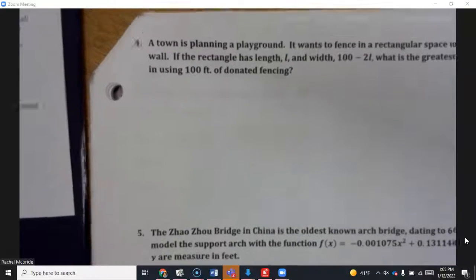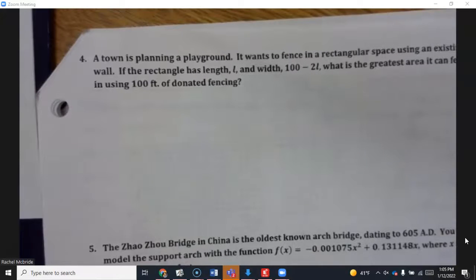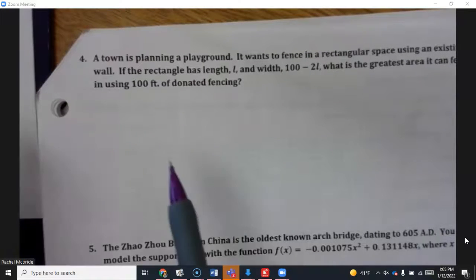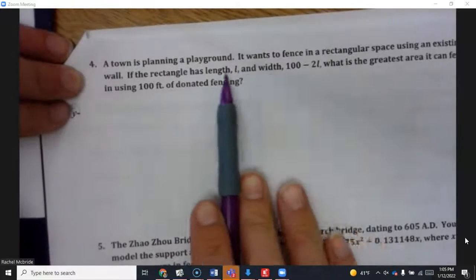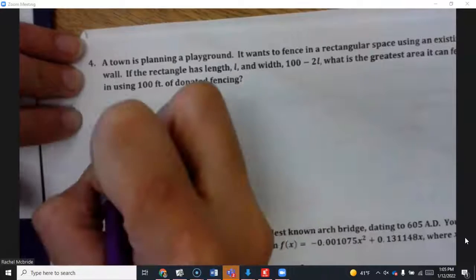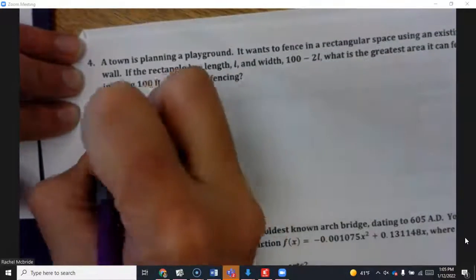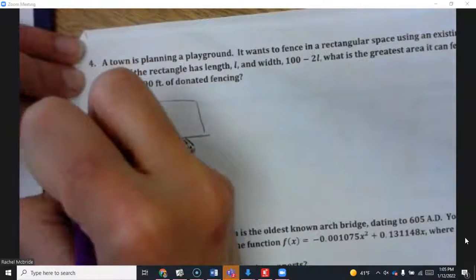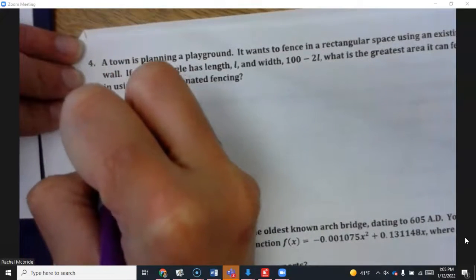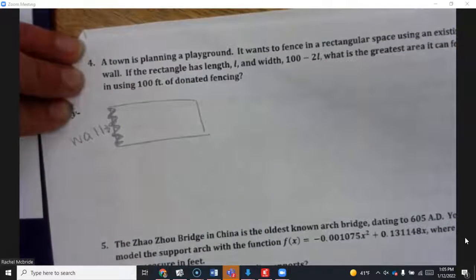We haven't done a ton of word problems, but we've looked at 1 or 2 a day, so I want to look at a couple more word problems. This one says a town is planning a playground. It wants to fence in a rectangular space using an existing wall. So here's my rectangular space. One of the sides is using a wall, so we're not using fencing for this side. It's using the wall that's there.